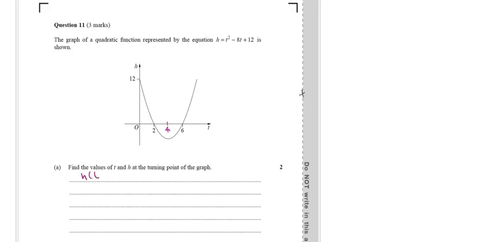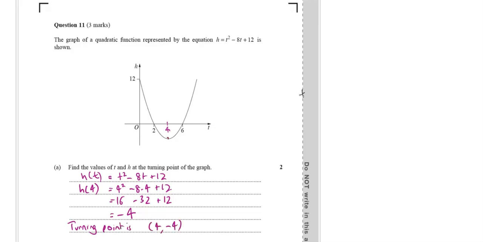We know that the formula is a function of t, h of t equals t squared minus 8t plus 12. So when t is 4, substituting in t equals 4, we'll get 16 minus 32 plus 12, we'll get minus 4. So the turning point is 4, minus 4.